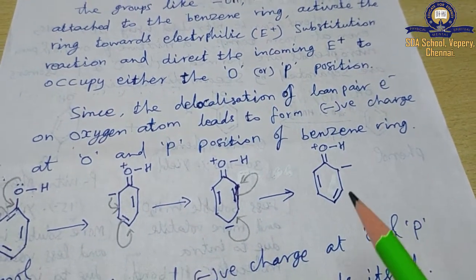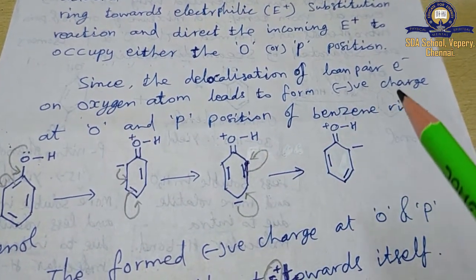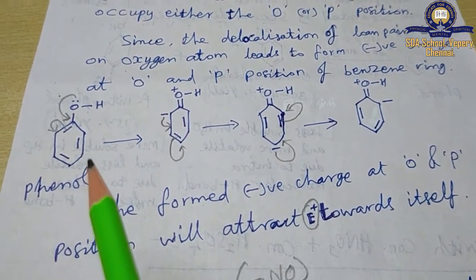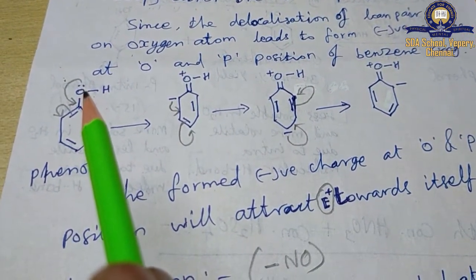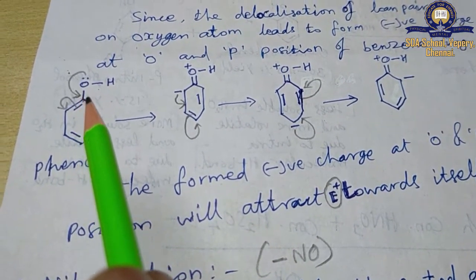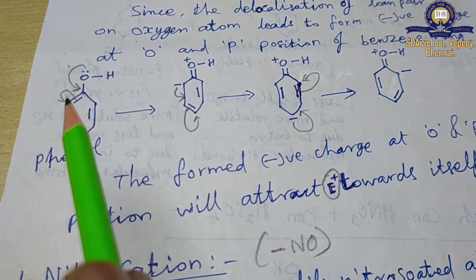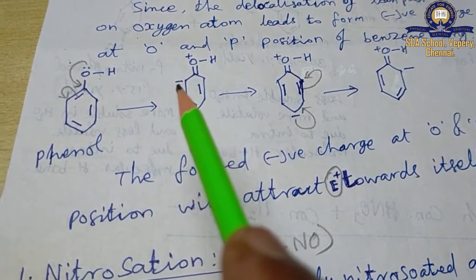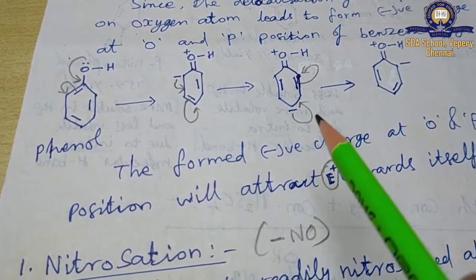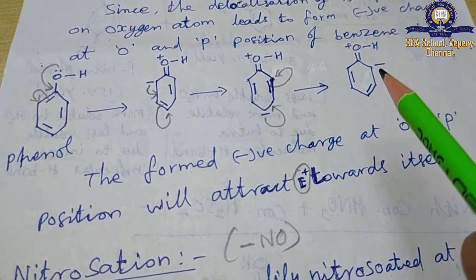Since delocalization of the lone pair of electrons on the oxygen atom leads to a negative charge at the ortho and para positions of the benzene ring. Listen here, it's a phenol. The lone pair on the oxygen atom shifts to between the benzene ring carbon and oxygen, becoming a double bond. Then this delocalized pi bond is captured by this carbon atom, which becomes negative. Then again it undergoes resonance, and this one switches over to the para position. The para position becomes negatively charged. Then again it undergoes resonance, and the other ortho position becomes negative.